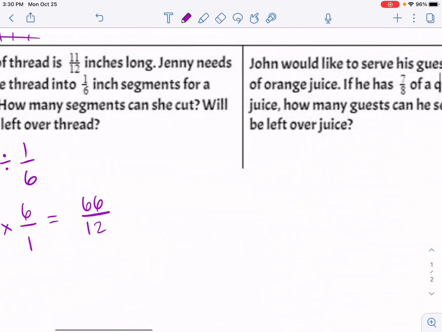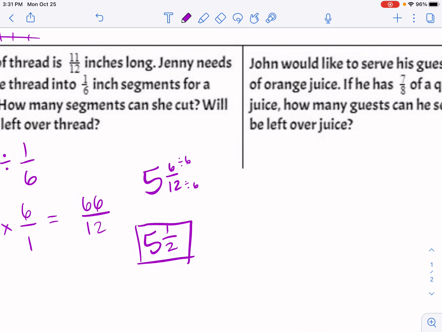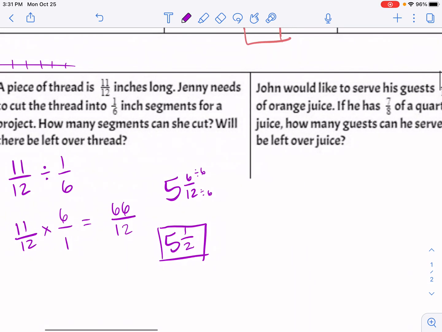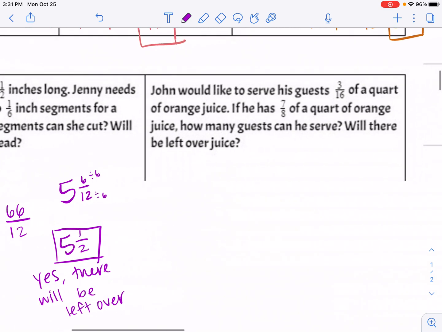Then I want to figure out how many times 12 goes into 66. I know this one. I know that 12 goes into 66 5 times because 12 times 5 is 60. So then I have 6/12 left over. But both of those numbers can be divided by 6, so I'm really left with 5 and 1/2. So 5 and 1/2, she can cut 5 1/2 segments. And yes, there will be leftover thread. All right, because she can really cut 5 segments, there will be half an inch left over.